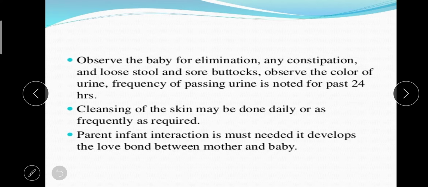Next one is to observe the baby for elimination, any constipation, loose stools or sore buttocks. Observe the color of urine. Frequency of passing urine is noted for the first 24 hours.